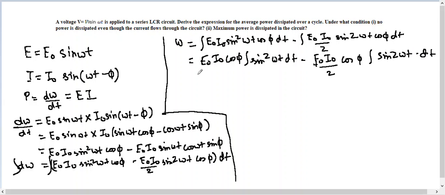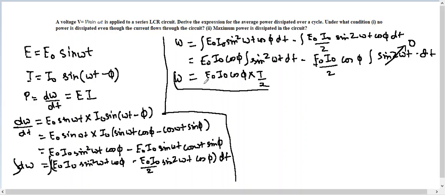Okay, now we know that the integral of sine square omega t comes out to be t by 2, that is E naught I naught cos phi into t by 2, and the integral of sine twice omega t comes out to be 0. So we are just left with the term, work done, which is equal to E naught I naught cos phi into t by 2. So that's our work done.